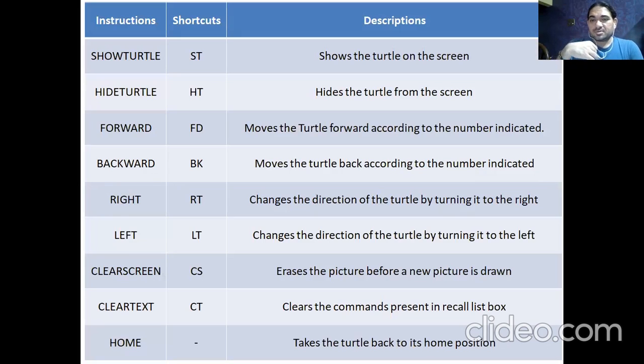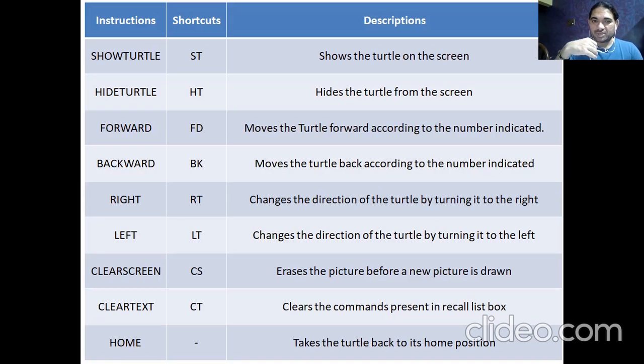Now, this diagram, you have to keep it very safely. Here shortcut keys are there. On your laptop, no need to type everything. When you open Advanced Logo, some shortcut keys are there. For example, show turtle, you will find ST. Then hide turtle, HT. Forward, FD. Backward, BK. Right, RT. Left, LT. Clear screen, that is CS. Clear text, that is CT. And for home, there is no shortcut key.